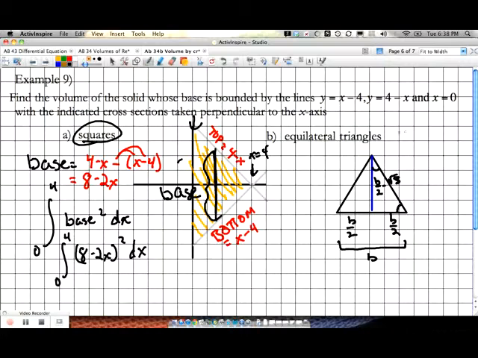So the area of an equilateral triangle in terms of the base is 1/2 the base times the height, which is 1/2 b times the height, b over 2 times square root of 3. So when we simplified that, we got square root of 3 over 4 times b squared. So we're going to set it up exactly the same as before, except now we have a constant outside. So the volume for this one is equal to the integral from 0 to 4 of square root of 3 over 4 on the outside, and we still have 8 minus 2x, our base, squared on the inside, dx.